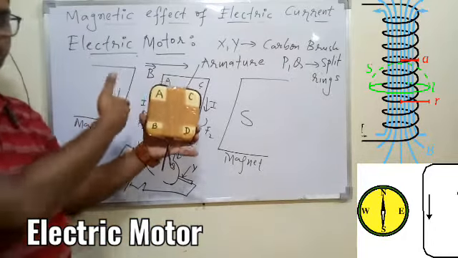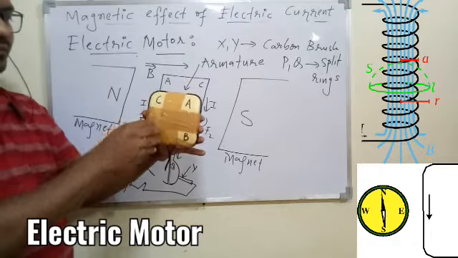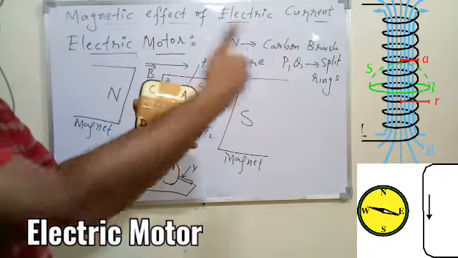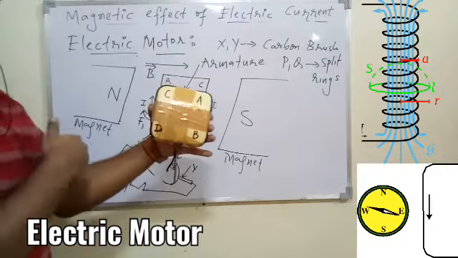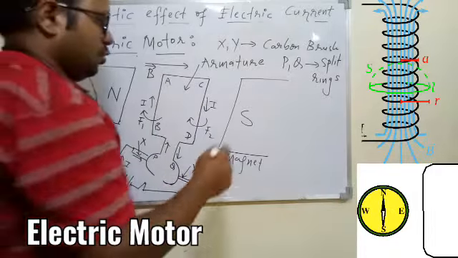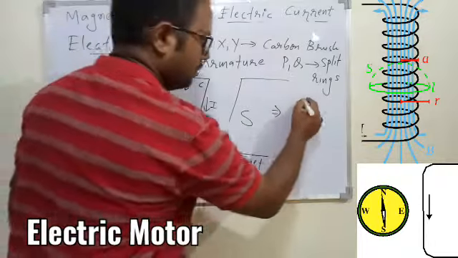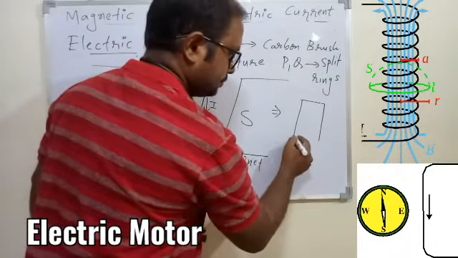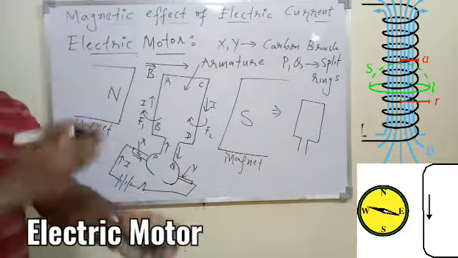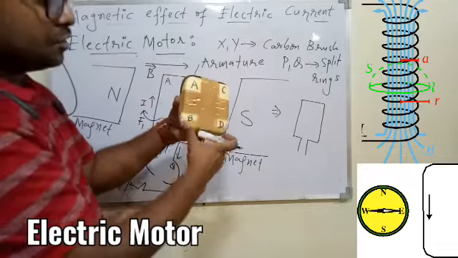This AB is getting inward force, CD is getting outward force. So finally it will rotate, and this will be the new position of the coil. AB will go to this side and CD will come opposite. So let me draw the next part. After this half rotation, your coil will be shifted because the position will change. So we understood what happens after half rotation.